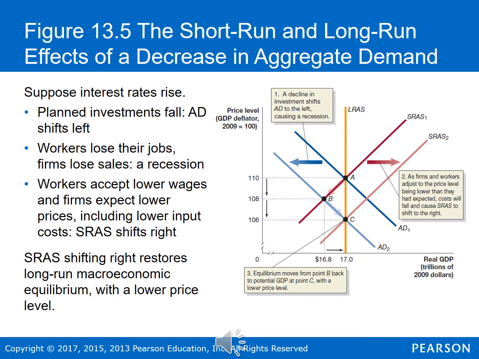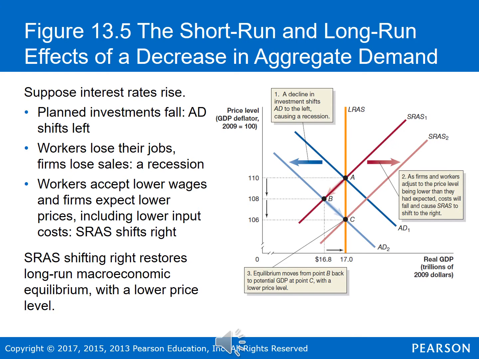This lower level of GDP will result in declining profits for many firms and layoffs for some workers. So what we're going to see is the economy move into a recession. When we talked about the business cycle in previous chapters, this is what's going on in the macroeconomy as we enter into a recession.